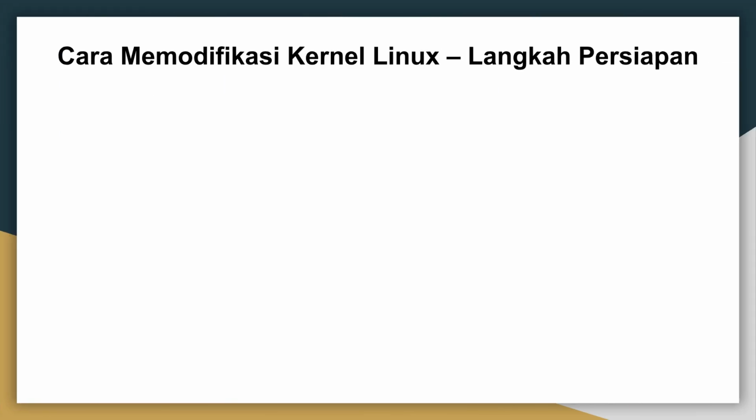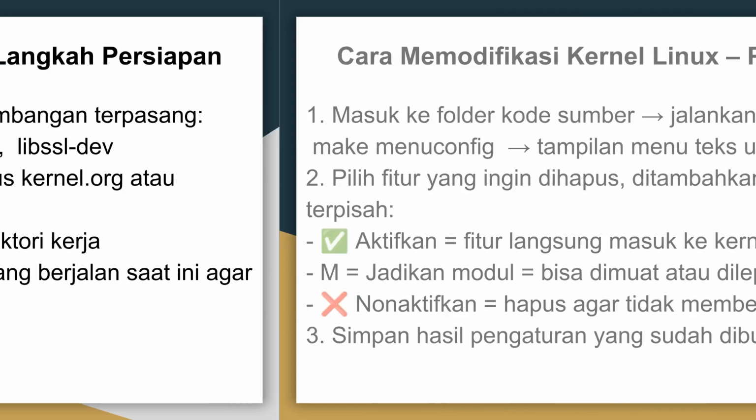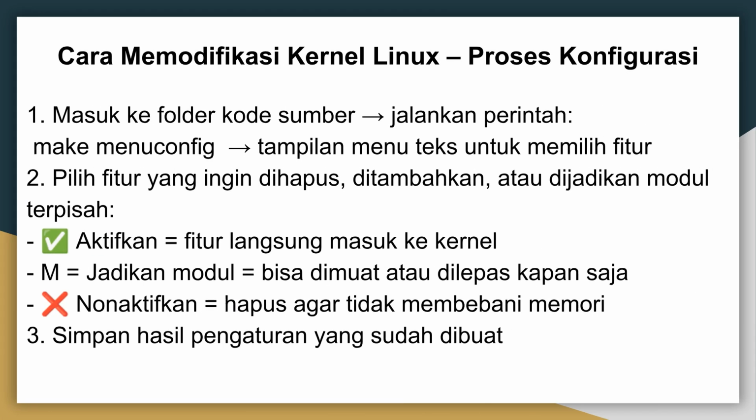To modify the Linux kernel, begin by preparing your environment with essential development tools. You will need to download the official source code, extract it to your workspace, and always create a backup of your current kernel and system to ensure safety. Once prepared, use the "make menuconfig" command within the source folder to open a text-based menu. Here, you can decide which features to keep, remove to save memory, or compile as separate modules that can be loaded or unloaded as needed.